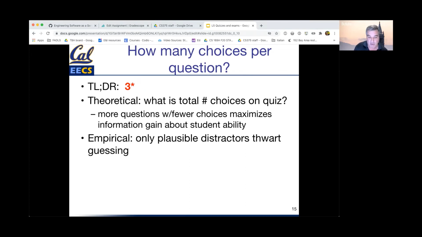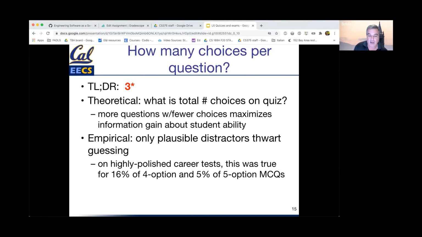It's also been empirically measured because only plausible distractors will actually thwart guessing, right? You would think that a reason to have more distractors is to lower the likelihood that a student will get a question correct by guessing, but it turns out to be really difficult to write plausible distractors that actually do that job.